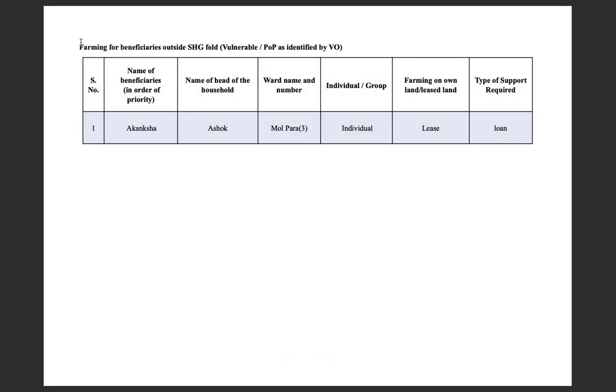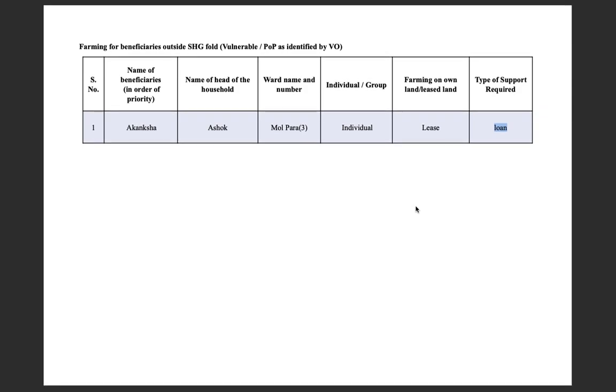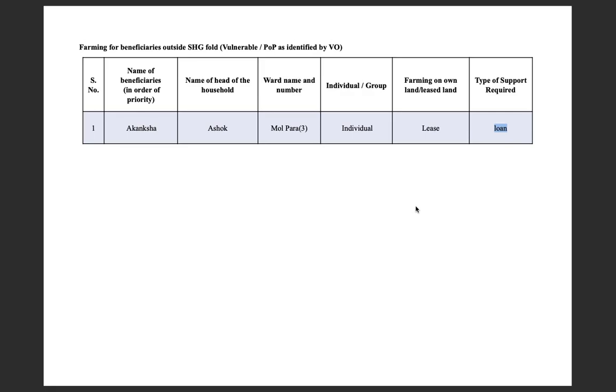Here again, farming for beneficiaries outside the SHG fold has to be captured. So here, one member who is not from Flower VO wants to take up farming. The head of the household is Ashok. The ward name and number is Molpara. This person wants to take up individual farming on leased land, and the support required is loan. We will not be including it in our summary sheets. This will be altogether a very separate format that will capture the data of people who are interested in doing farming outside the SHG fold.